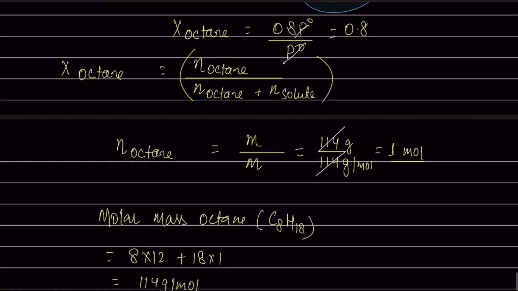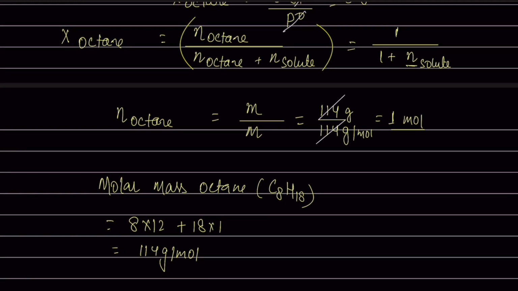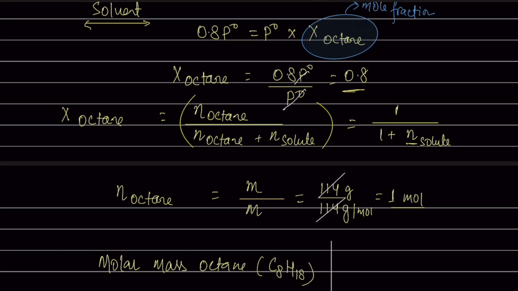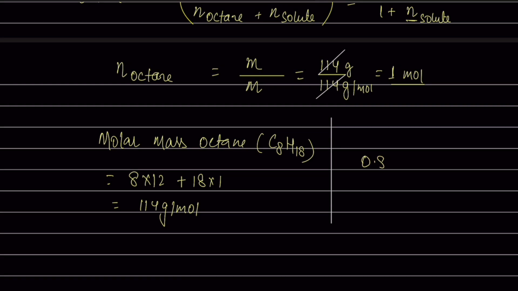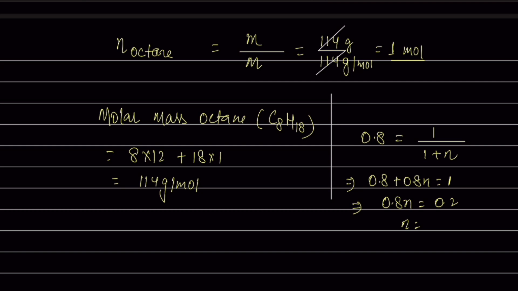Now if we substitute our values, it is 1 divided by 1 plus n of solute. This n of solute we have to find. We already know that the mole fraction of octane is 0.8. So 0.8 is equal to 1 divided by 1 plus n. So 0.8 plus 0.8 n is equal to 1. So 0.8 n is equal to 0.2. n is equal to 0.2 by 0.8, so 1 by 4, which is equal to 0.25 mole.